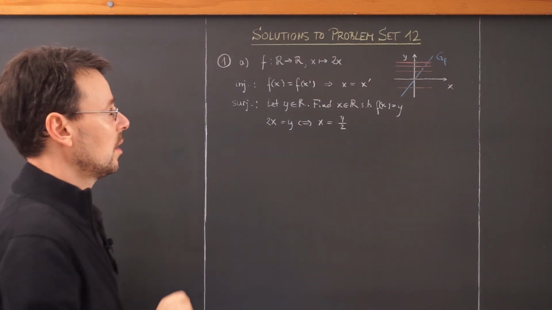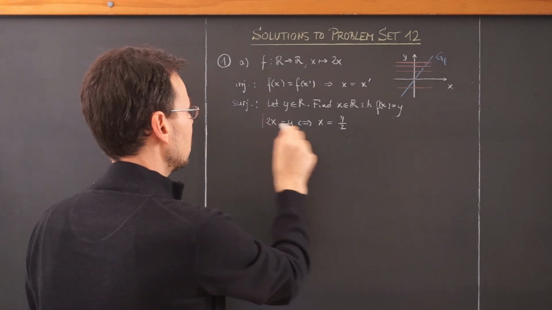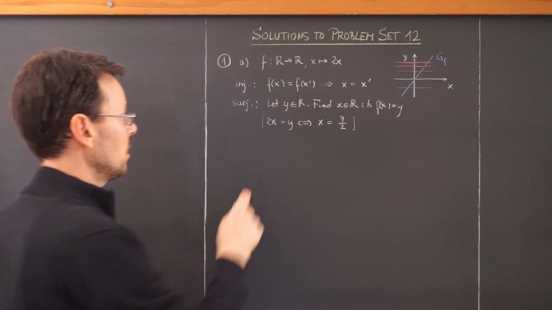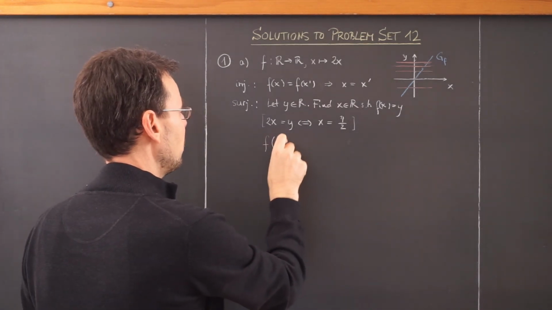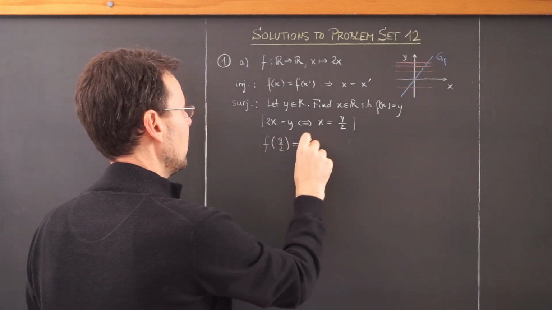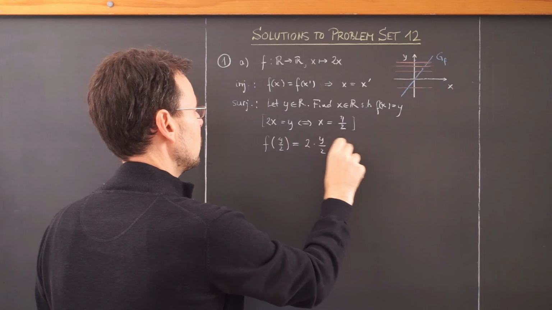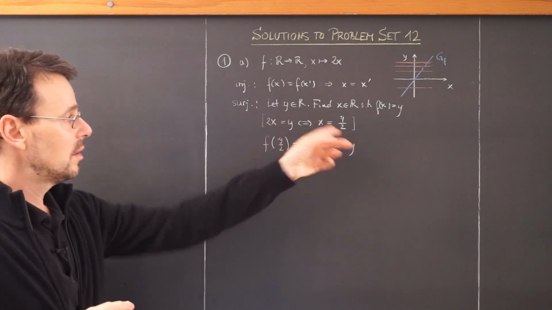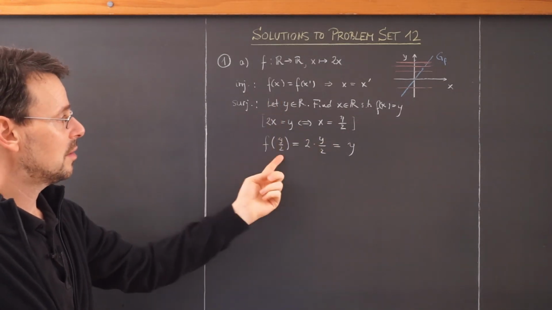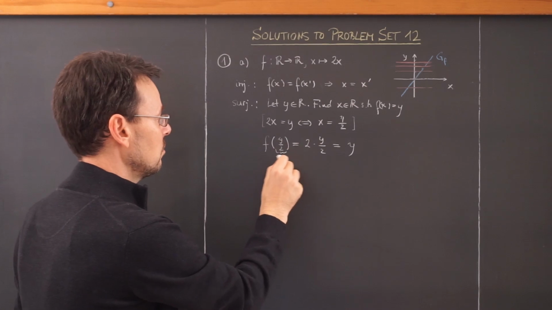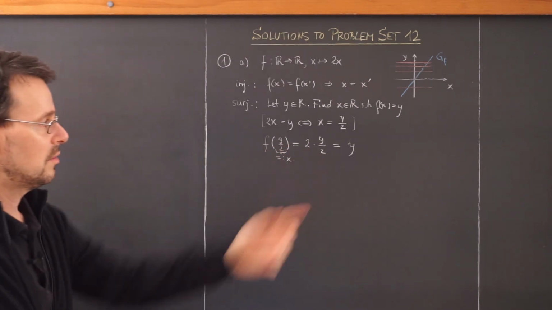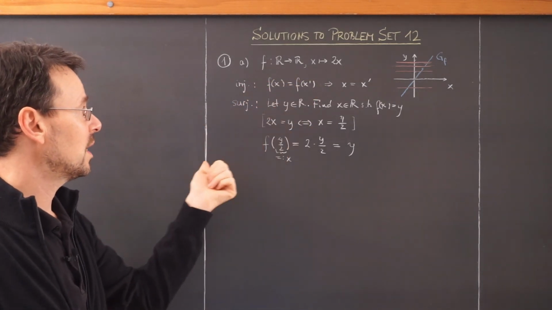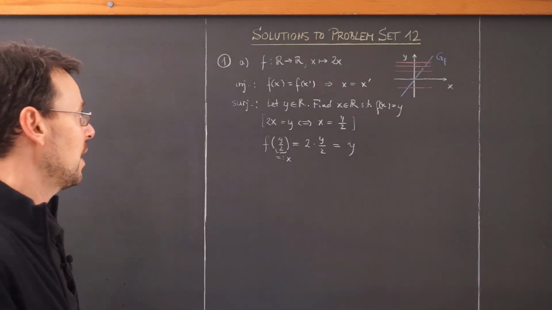That's it. A more elegant way to do this would be you do this on an extra sheet of paper and you say, well, f of 1/2 y is 2 times 1/2 y, which is y. So you do this before and then you just write down, well, this can be done. Simply take this here to be x and then it works out. All right, so this map here, or this function, is both injective and surjective, so it's bijective.